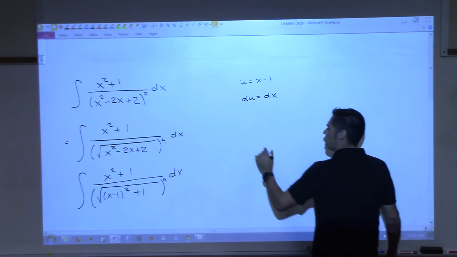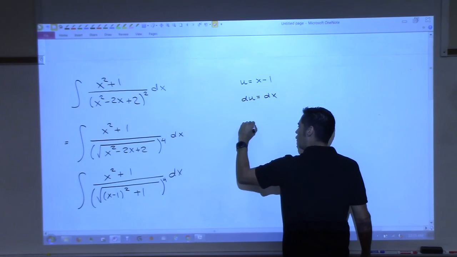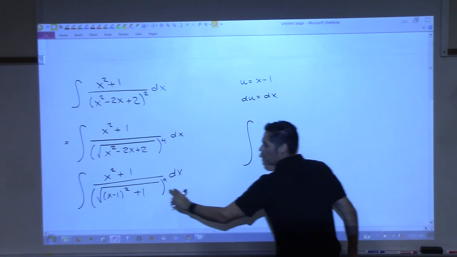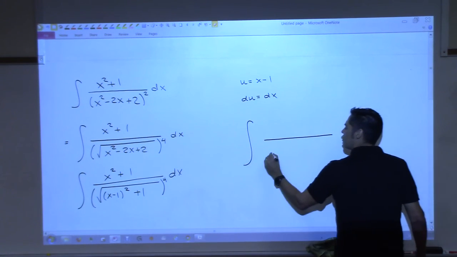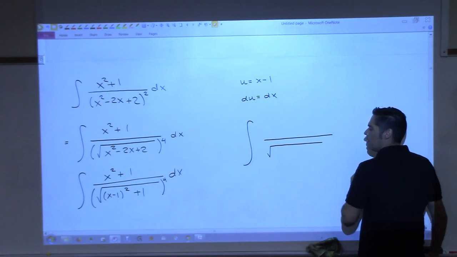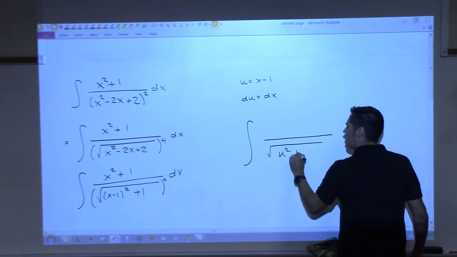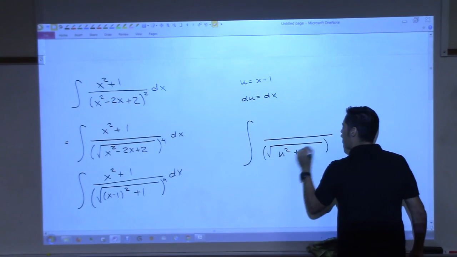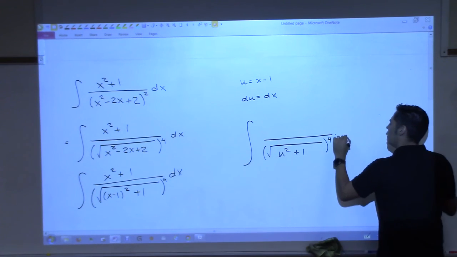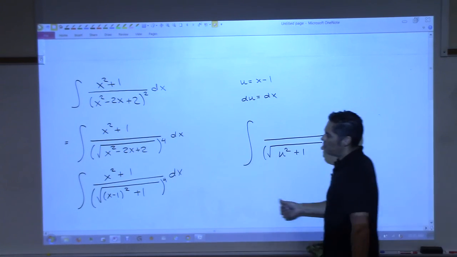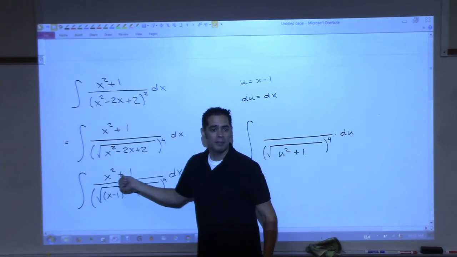If we rewrite this integral, let's take care of what's down here first. We'll deal with this in a second. The bottom will be square root of what? u squared plus 1, all of that to the 4th power. And then the dx gets replaced with du, and then I have to replace x squared plus 1 with something.